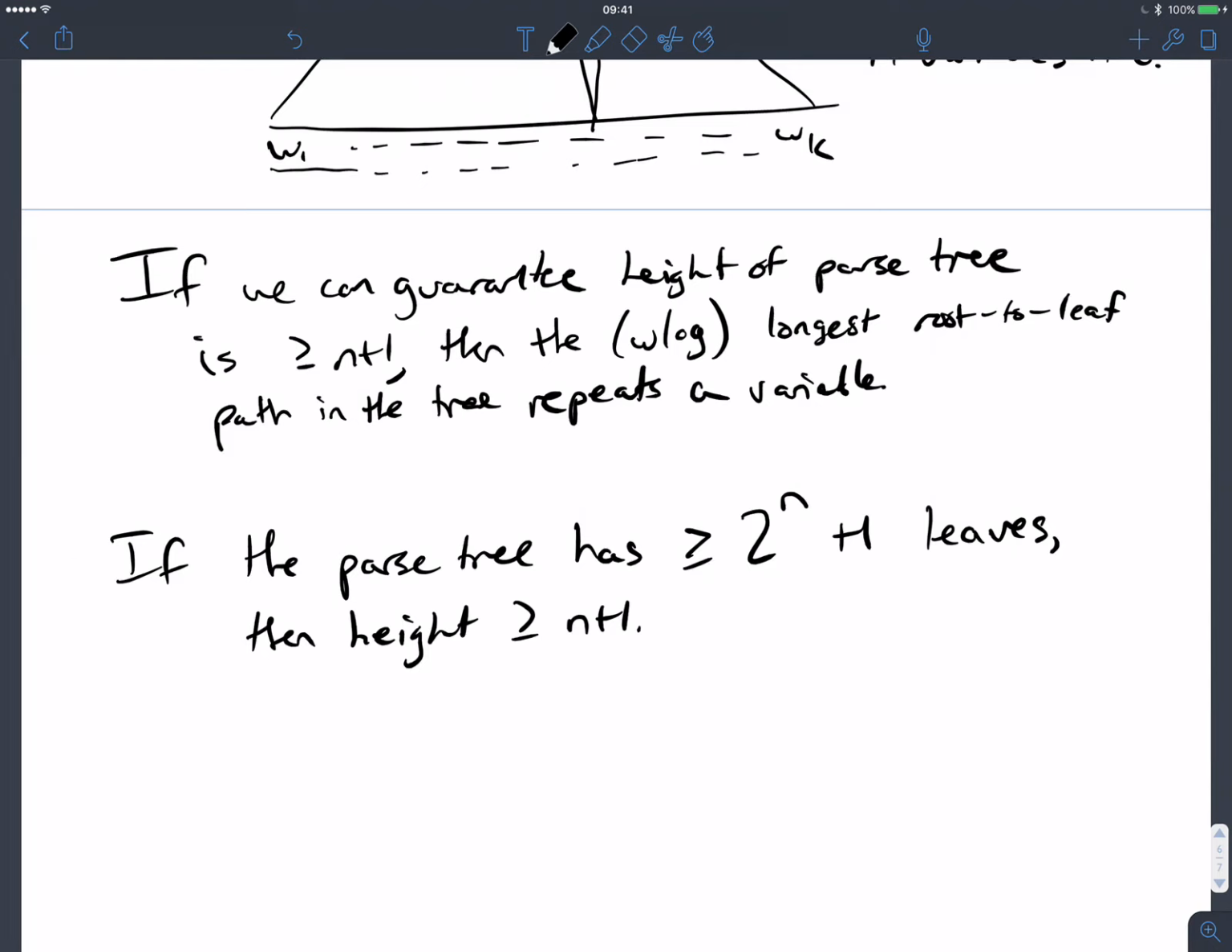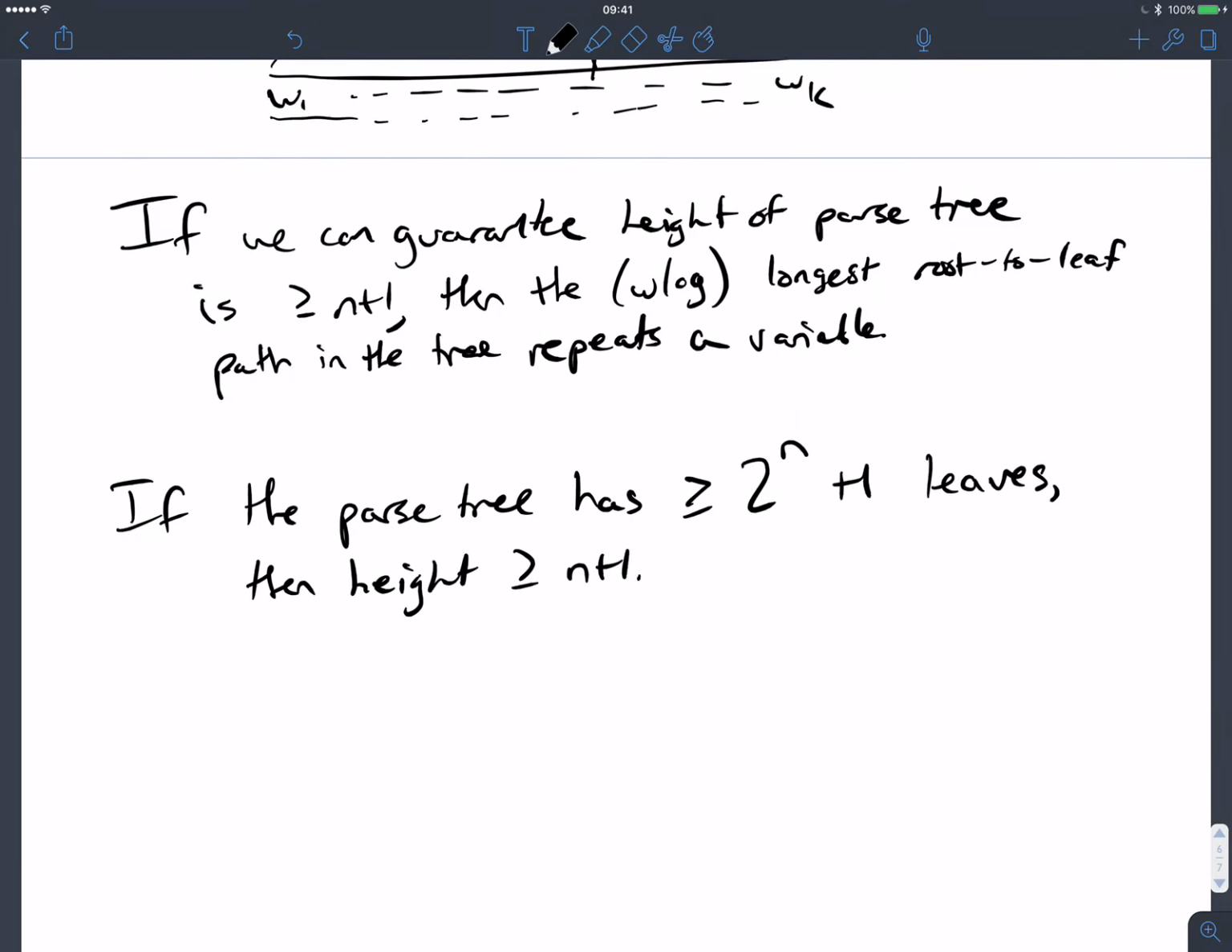Because if it was only n, then 1, then times 2, times 2, times 2, times 2, n times, the bottom must have 2 to the n children. Has 2 to the n leaves. But I just said that it has at least 2 to the n plus 1 leaves. And so therefore, I must have some path that has n plus 1 variables along the way down. Okay? So all I'm doing here is making the parse tree so tall that I must repeat a variable along the way down. And then now we're going to exploit that fact. But are there any questions so far?